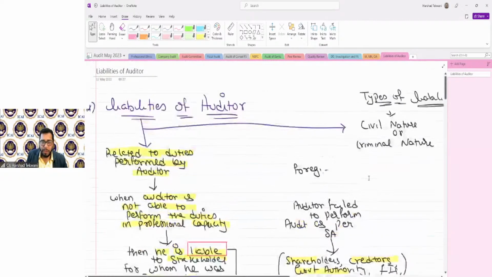Now, when I talk about liability, liability can be of two types. One, civil nature, one, criminal nature. When I talk about civil nature, it's a civil liability related to civil punishments. But when I talk about criminal liability, it's a criminal breach of trust, or with malafide intention. So generally they are divided in two categories: criminal and civil.